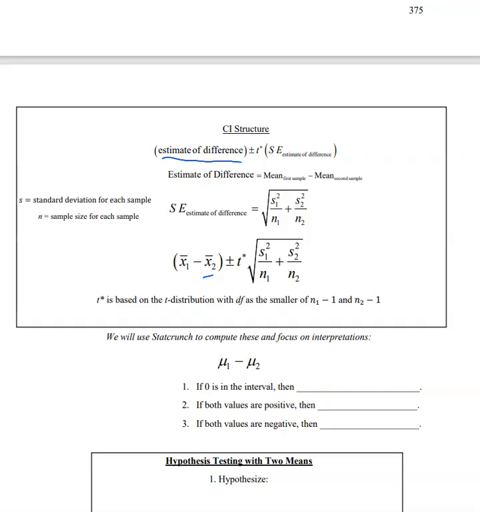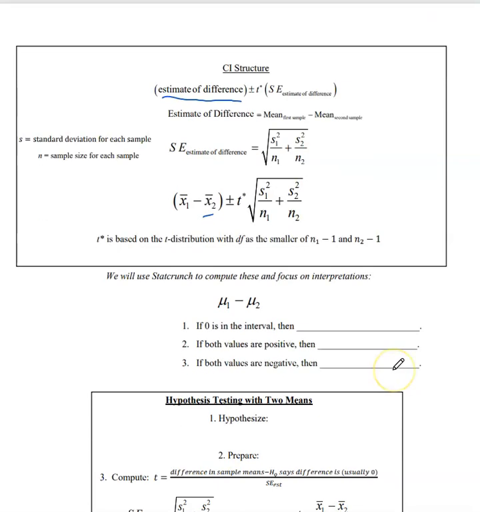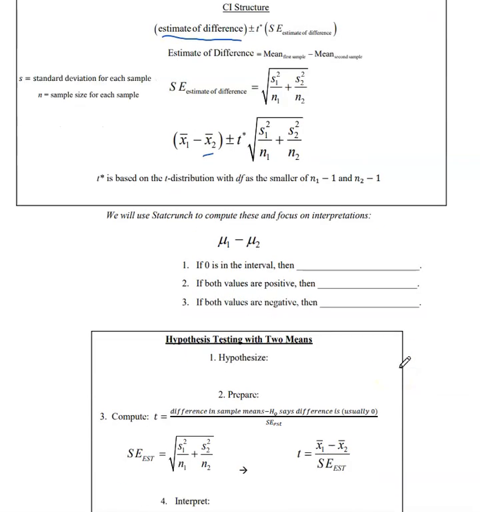Obviously, we are not going to do this by hand. We're going to use StatCrunch, and we're going to focus on doing the interpretation. So I'm going to show you what this looks like in StatCrunch, but these are the interpretations that we want to focus on. And this is going to be really similar to what we did back earlier in the chapter. We just looked at one population using one sample, but now we're looking for the difference. We're trying to estimate a difference between mu1 and mu2.